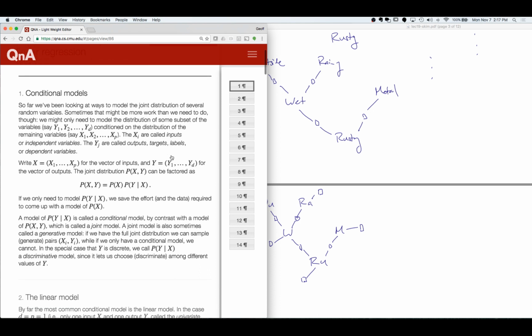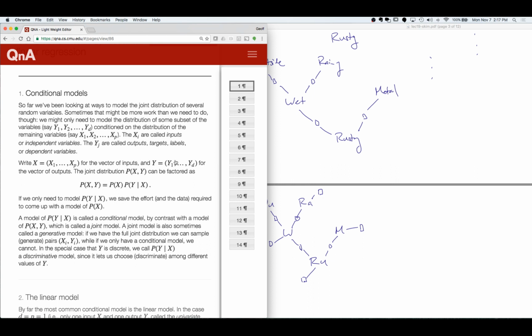So now we're going to move into regression. So what is regression? Regression is a conditional model. That means a model of the distribution of some subset of our variables, call them y1 through yd, conditioned on the remaining variables, say x1 through xp. And so the x's are called inputs and the y's are called outputs. And there's other names for inputs and outputs. Independent variables and dependent variables is the more statistical version of the naming. And we'll also call outputs targets or labels.